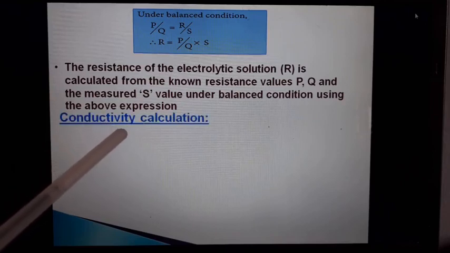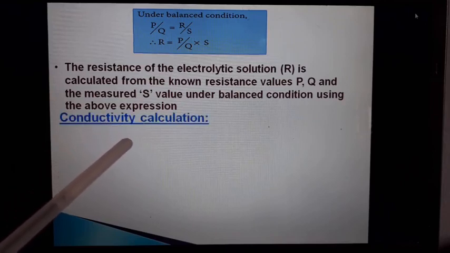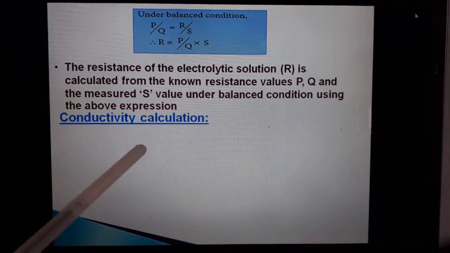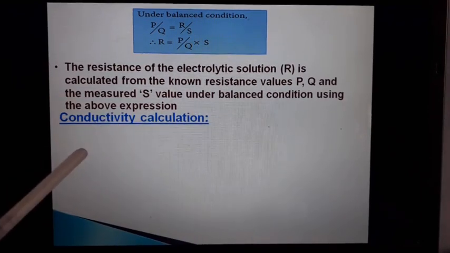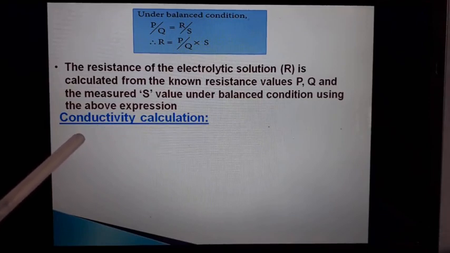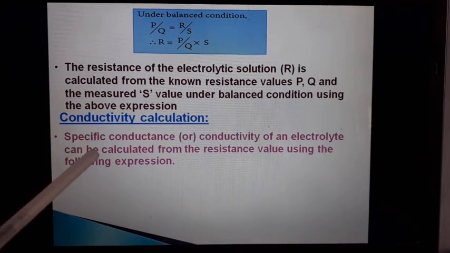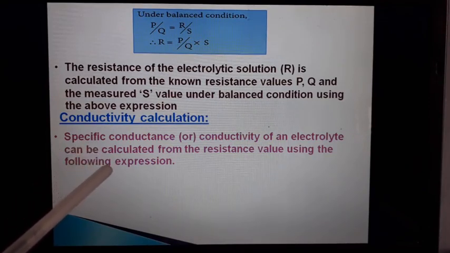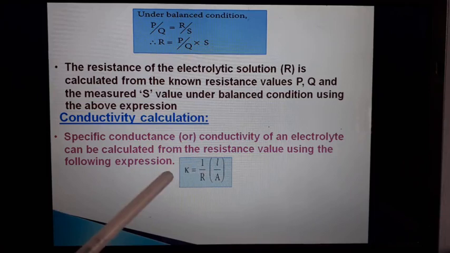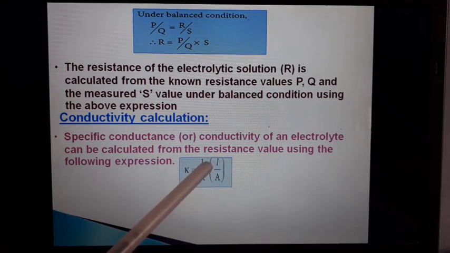Now, conductivity calculation. Specific conductance or conductivity of the electrolyte can be calculated from the resistance value using the following expression. What is the formula? The formula is kappa is equal to 1 by R into L by A. R is the resistance, L is the distance between the electrodes, A is the cross sectional area.